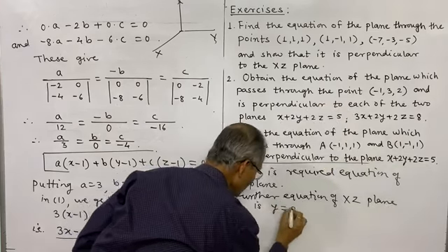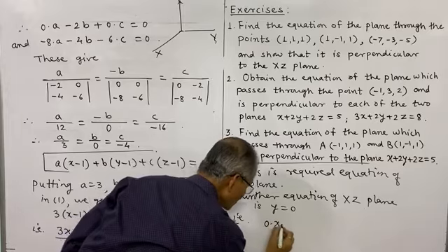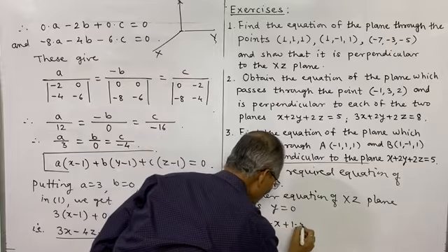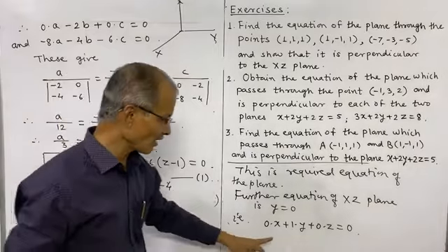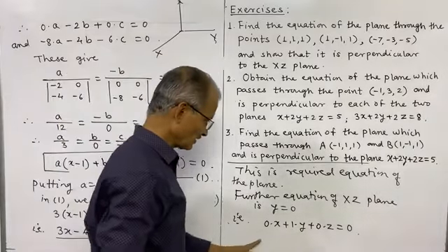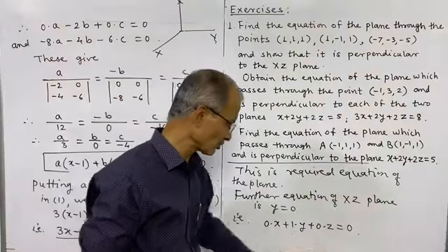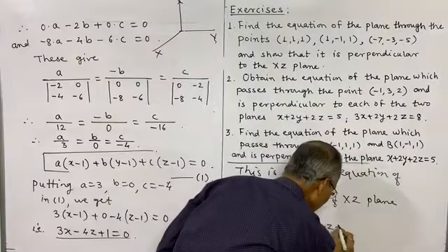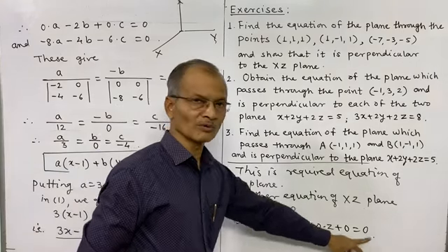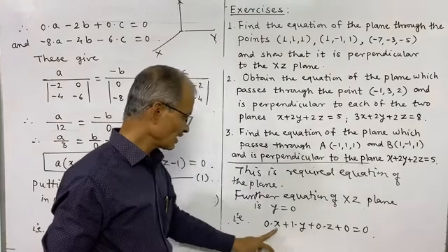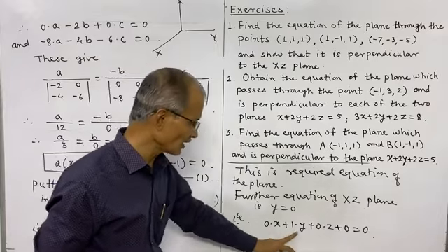y is equal to 0, or that equation can be written as 0 into x plus 1 into y plus 0 into z is equal to 0. In the general form, ax plus by plus cz plus d is equal to 0, where d is here also 0. That's y equal to 0, and the DRs of the normal will be 0, 1, 0.